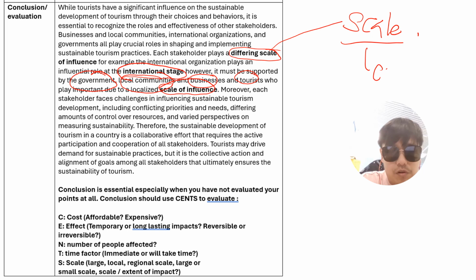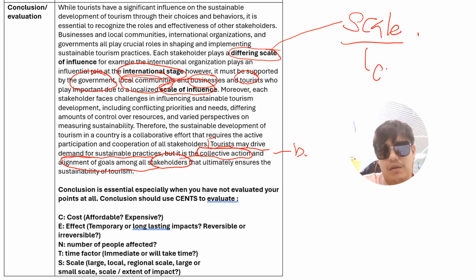So I go back to the tourist point. I talk about the collective action and the alignment of goals among stakeholders. The stakeholders must believe in the same thing. They must be able to be on the same line towards sustainable tourism. Only then can they achieve or ensure the sustainability of tourism. So this is what I always teach my students.